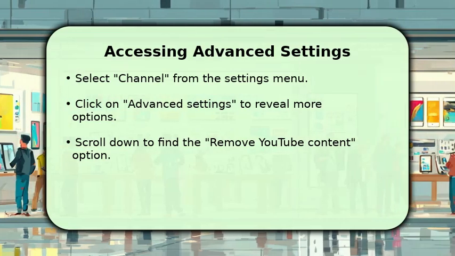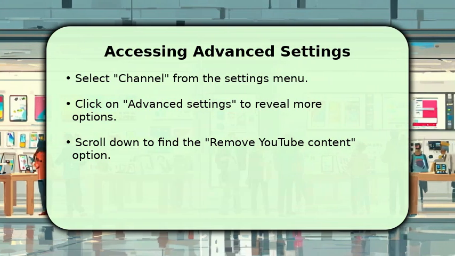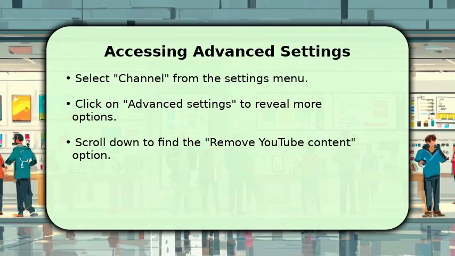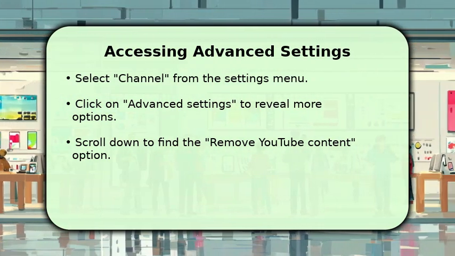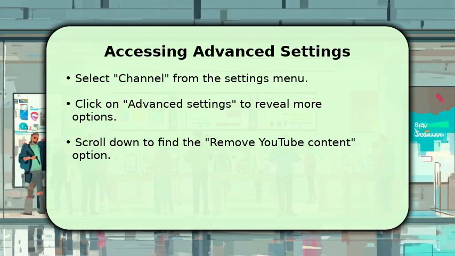From the Settings menu, select Channel on the left side. Then, click on the Advanced Settings tab to reveal more detailed options for your channel. Scroll down the page until you find the section labeled Remove YouTube Content.